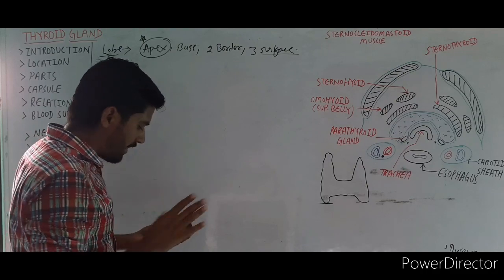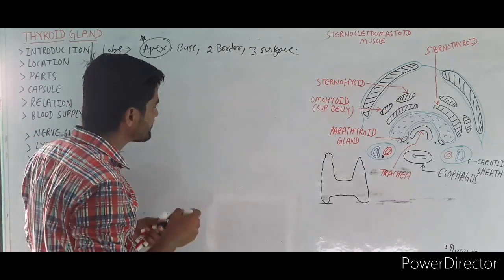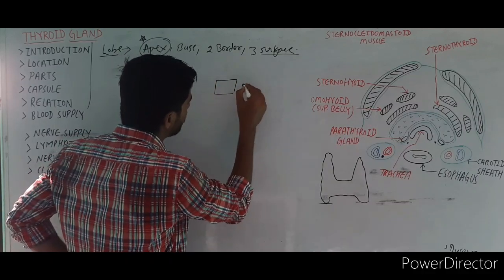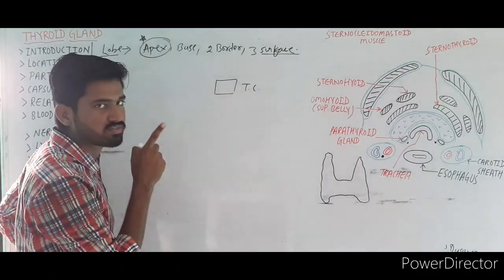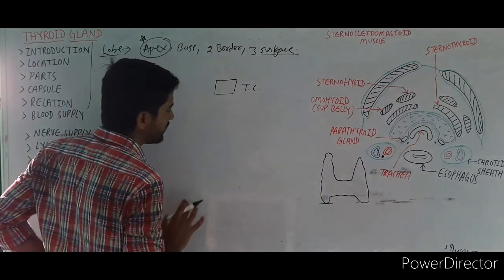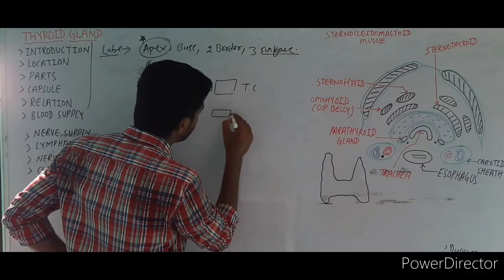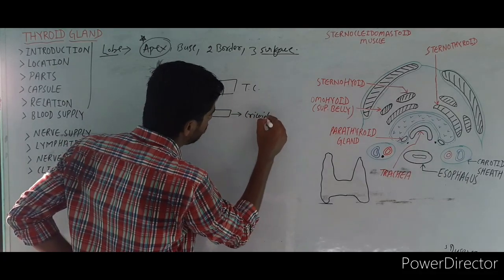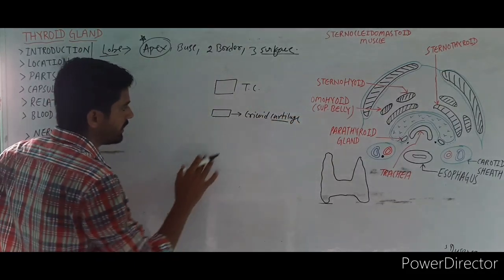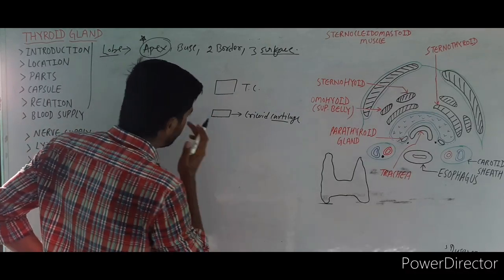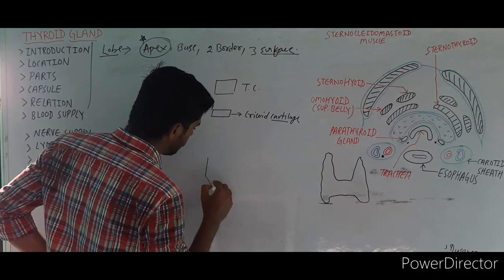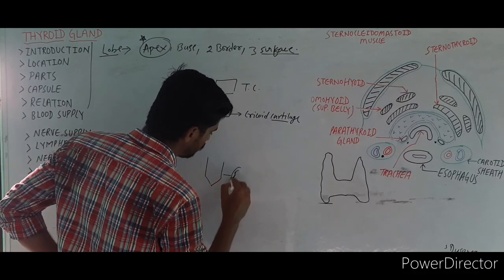Here we have to go with our basic thing. Here is the thyroid cartilage. This is not the exact structure of the thyroid cartilage, just for understanding, assume this is the thyroid cartilage. Now here is the cricoid cartilage. This is the thyroid cartilage, this is the cricoid cartilage. Now here we have the sternum. Just assume here is your sternum.